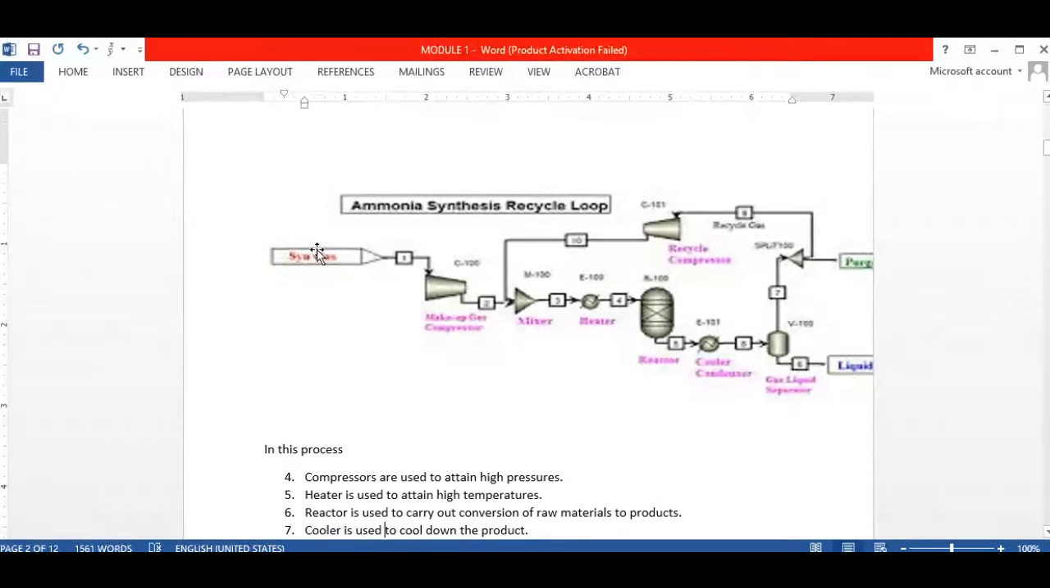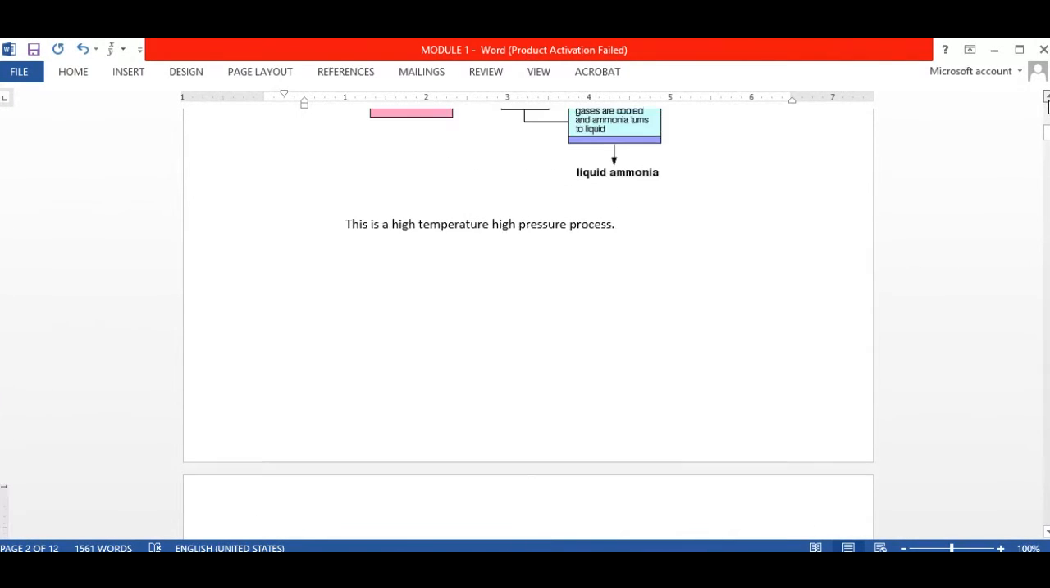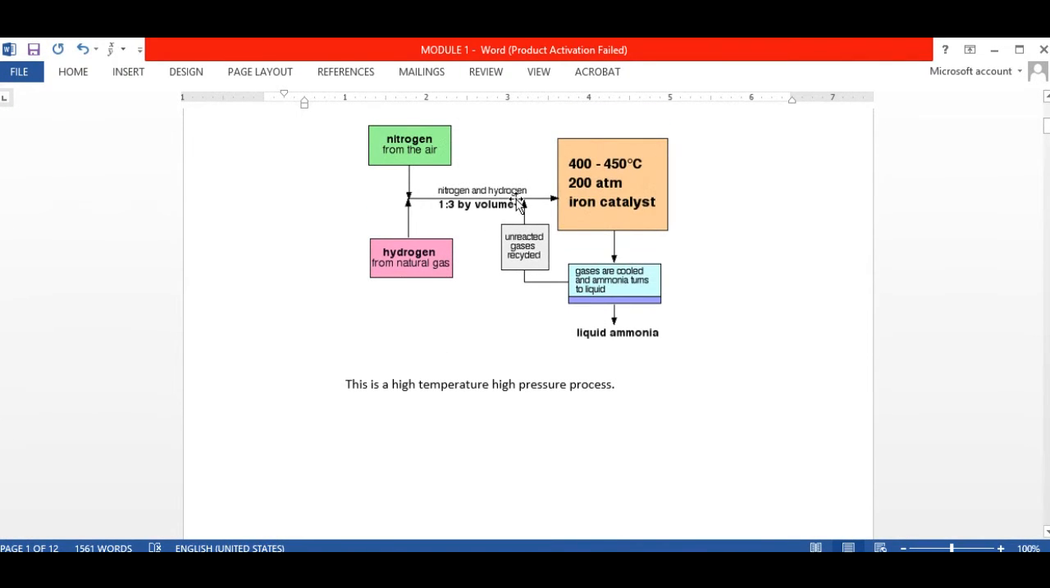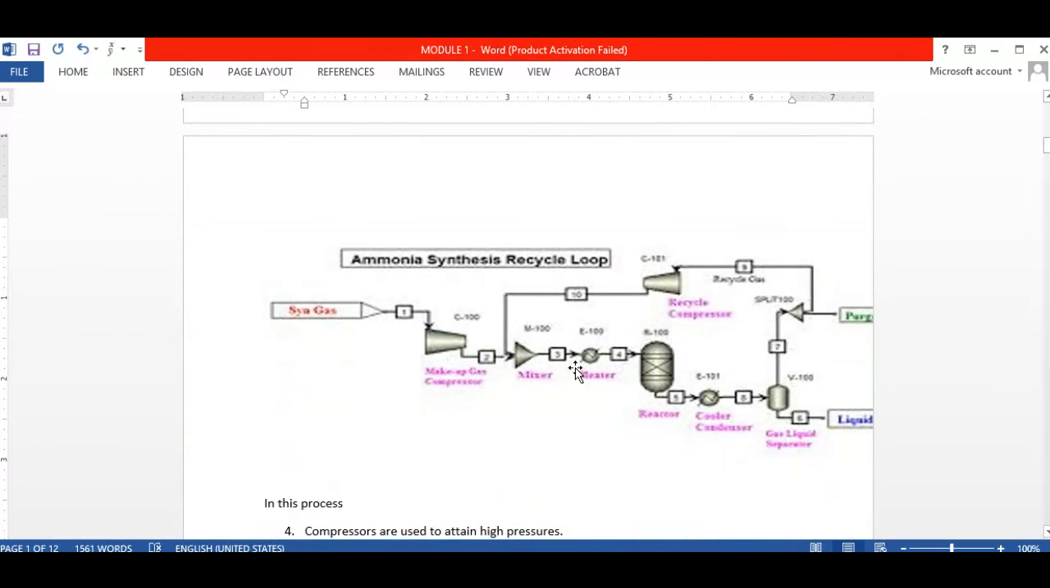And now here, this is a mixture of one-third ammonia. Okay, we need a compressor because, as I told you, we need a very high pressure. This ammonia and this is a recycle stream. So after that we need a mixer because we have a recycle here, as you can see. We need a recycle here, so we need a mixer here, mixing, right? So we need a mixer here.